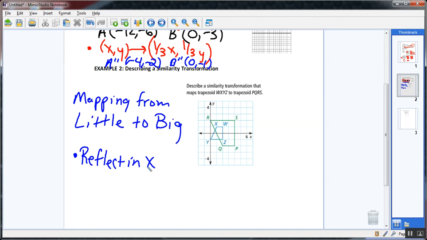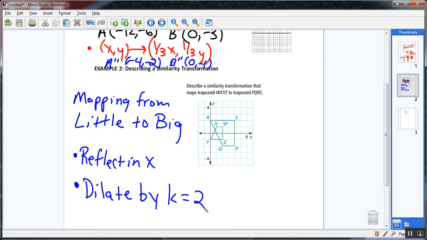Reflect in x, right? Which means the points (x, y) become (x, negative y). Okay? Then, kids, what's the second move? Dilation more than one. So dilate by, anybody know the scale factor? How'd you get 2? Good guess. It is correct.